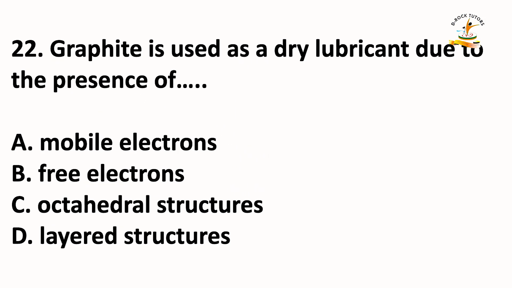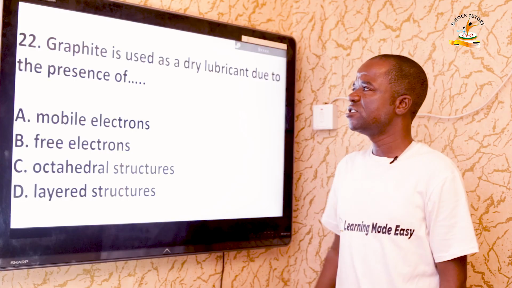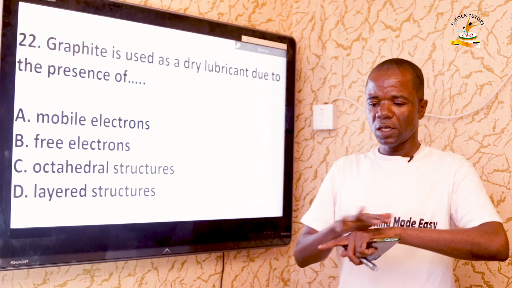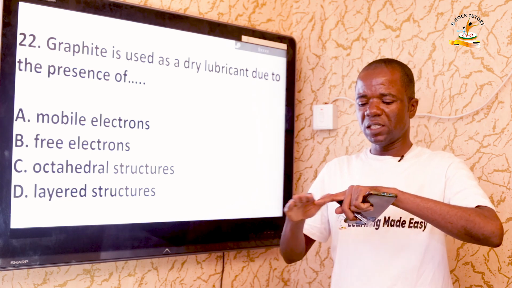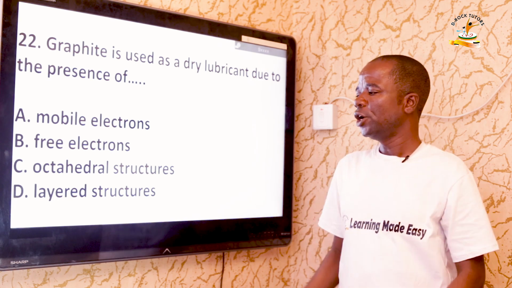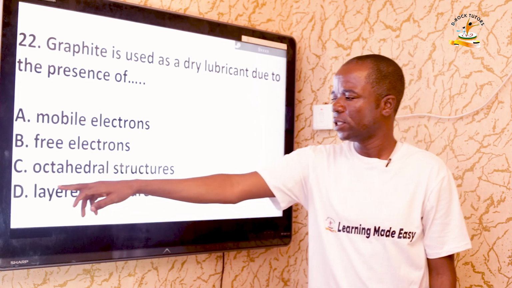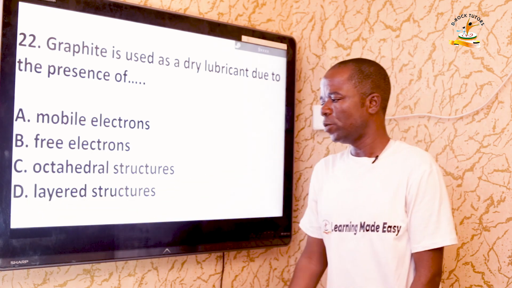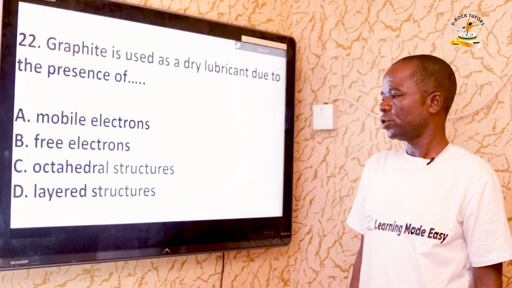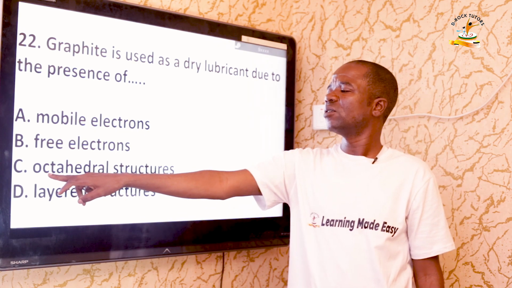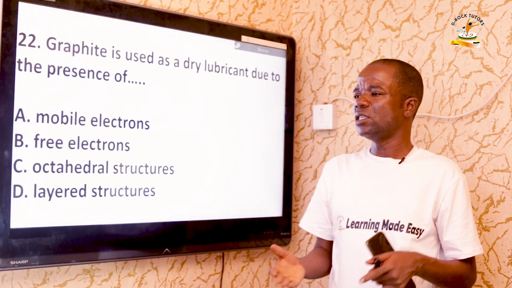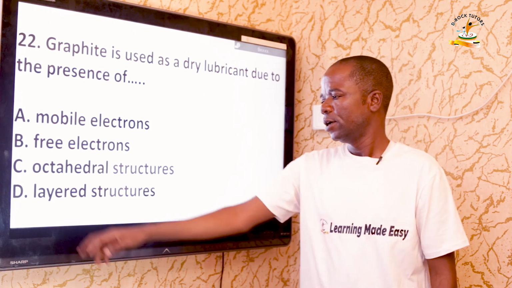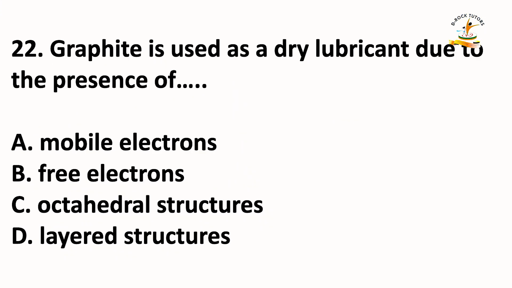Graphite is used as a dry lubricant due to the presence of layered structure. We know that graphite is an excellent dry lubricant because the layers can easily slide over each other. So the correct answer is option D, because of the layered structure. Don't forget that graphite is not octahedral in structure, it is hexagonal. So the correct answer is D. Number 23.